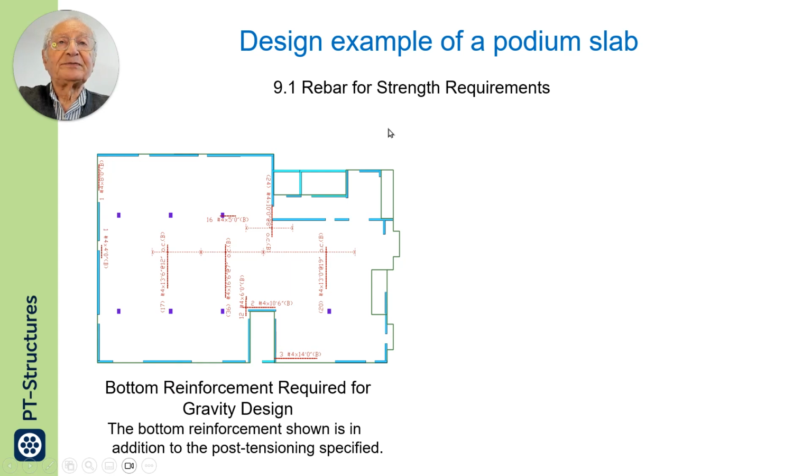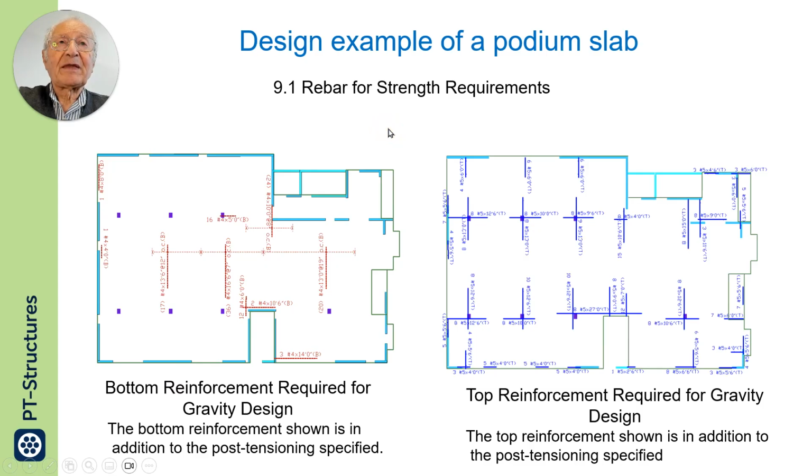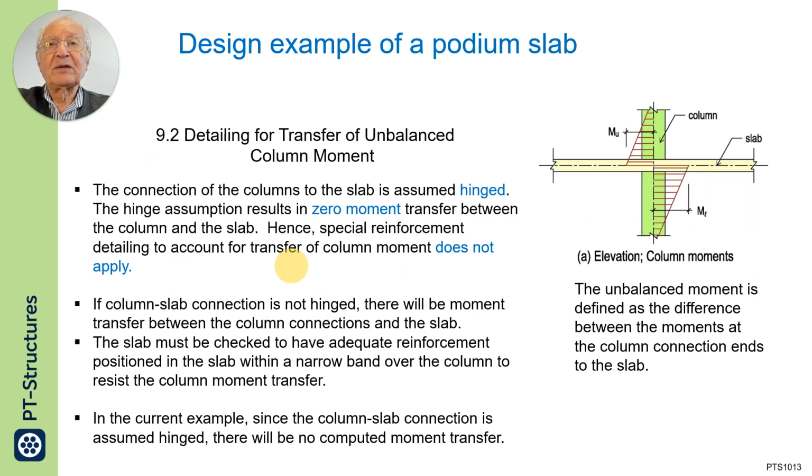Then we go to showing the reinforcement calculated in a diagram like this. Top bar shown on the right, bottom bars shown on the left. This is the outcome of our design so far. The reinforcement in this example was based primarily on minimum requirements. Then we move to detailing.